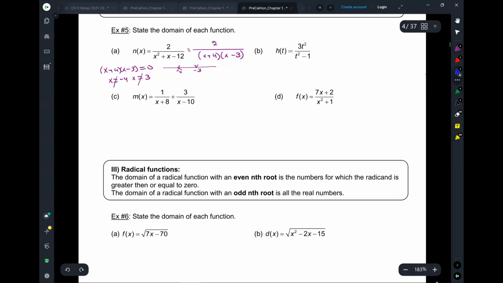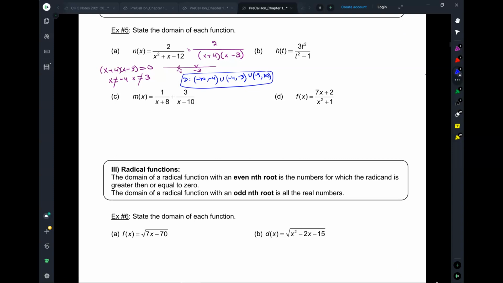So what can it equal? Negative infinity to negative 4. Union, that's the union symbol. Negative 4 to 3. 3 to infinity.